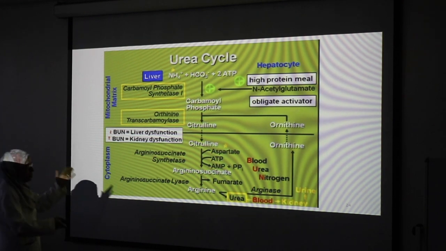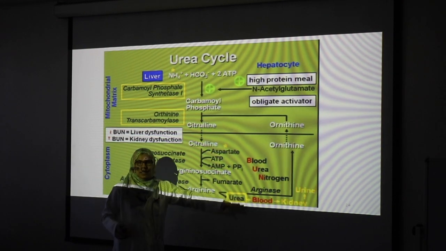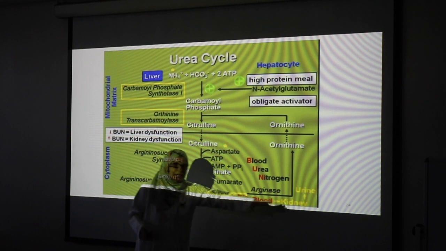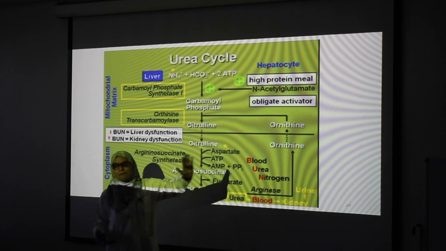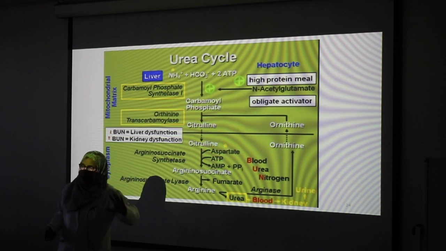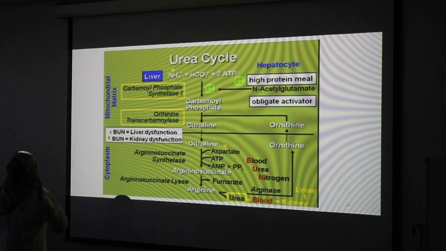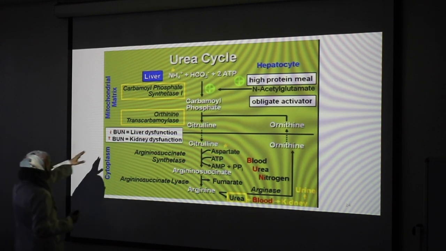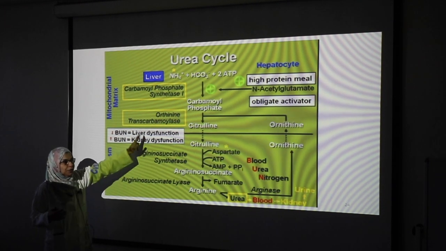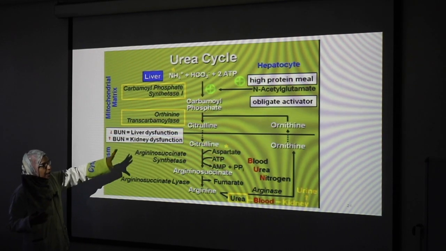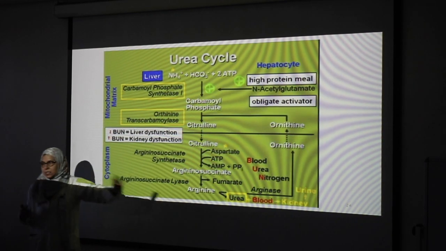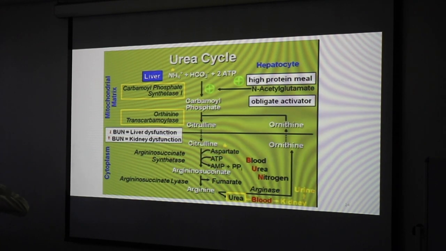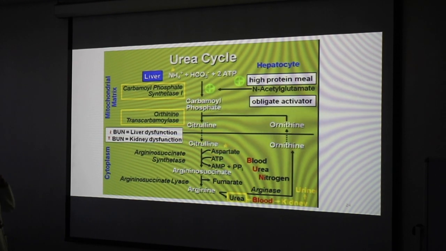Why? Because urea is made in the liver, but it is excreted in the kidney. So if we have a patient with elevated BUN, this means that the kidney is not able to excrete that urea. So there is a kidney dysfunction. If you have a patient on the other side with a low BUN, it means that we are not forming urea. Okay? So it means that the liver is not working properly. So this is regarding the BUN test.